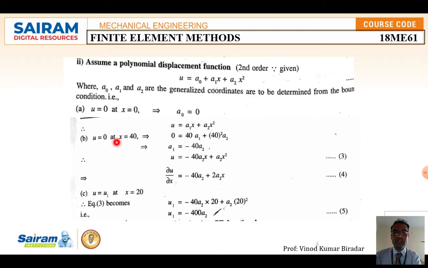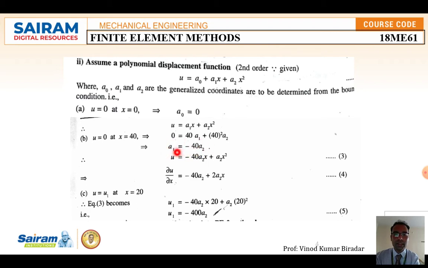The second one is to apply the boundary condition u is equal to 0 at x is equal to 40, that is the total length, at node number 2. Then you substitute in this equation and you are going to get 0, u is equal to 0, which is equal to a1 x, so 40 a1 plus 40 square a2, where x value is equal to 40. Therefore a1 is equal to minus 40 a2, so you get the a1 value.